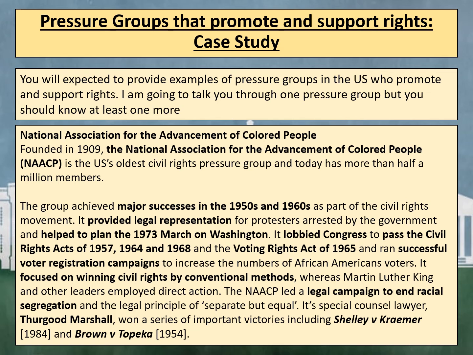The NAACP led a legal campaign to end racial segregation and the legal principle of separate but equal. Its special counsel lawyer, Thurgood Marshall, won a series of important victories, including Shelley v. Kramer in 1984 and Brown v. Topeka in 1954.